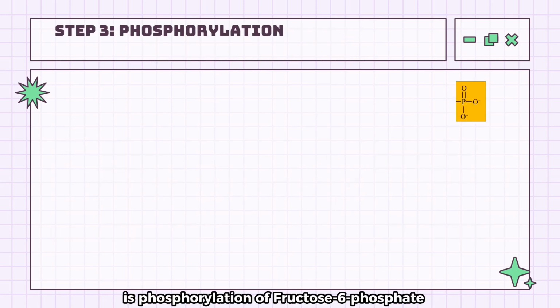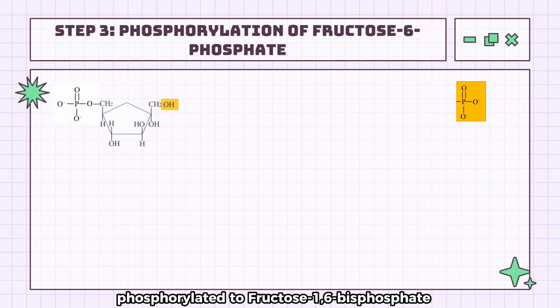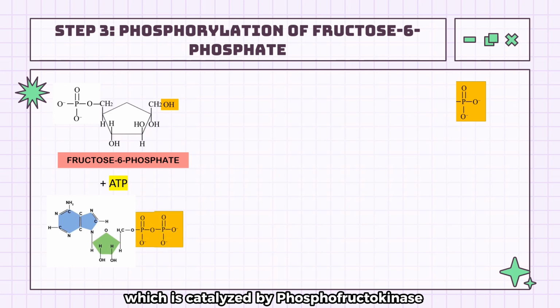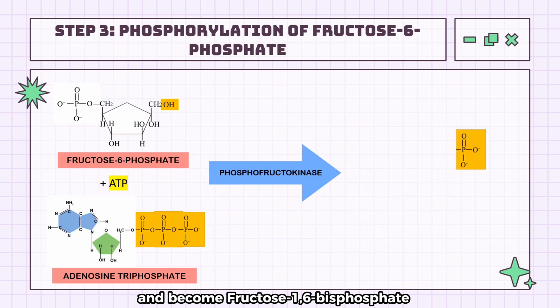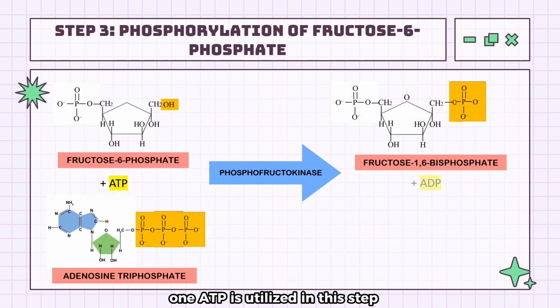Next, step 3 is phosphorylation of fructose 6-phosphate. Fructose 6-phosphate is further phosphorylated to fructose 1,6-bisphosphate, which is catalyzed by phosphofructokinase. A phosphate group is transferred from ATP to fructose 6-phosphate and becomes fructose 1,6-bisphosphate. 1 ATP is utilized in this step.